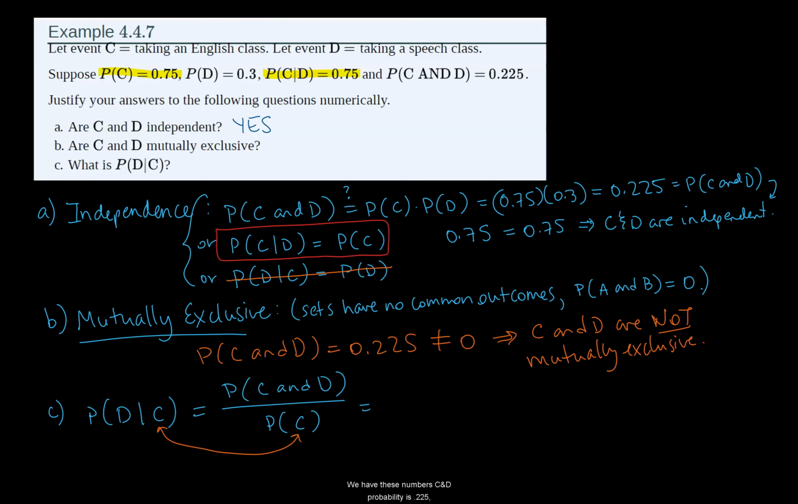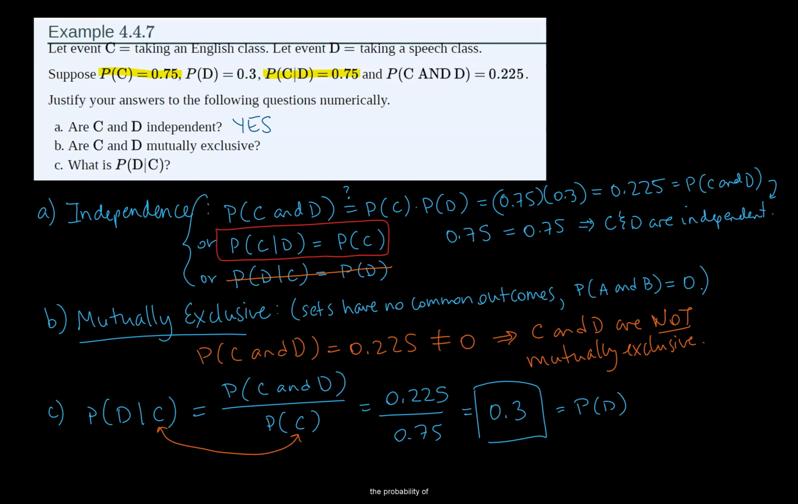We have these numbers. C and D probability is 0.225. Probability of C is 0.75. If we divide those two, we'll end up with 0.3, which is actually the probability of D above, which also implies independence, which we already knew from part A that they were independent.